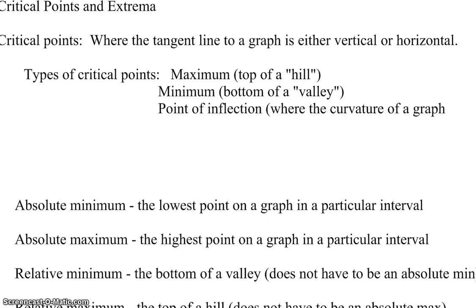The next thing we're going to look at are critical points. And by definition, critical points is where the tangent line to a graph is either vertical or horizontal. We have different types of critical points. We have a maximum point, which is a top of a hill, a minimum point, which is the bottom of a valley, or a point of inflection, which is where the curvature of the graph changes.